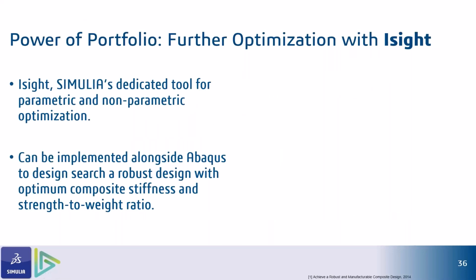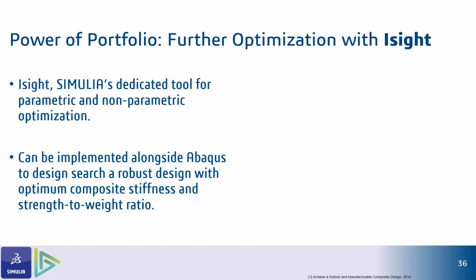So further optimization is then required for engineers to understand how they can limit this, and that's through parametric studies, parametric optimization. And this is where one of our complementary tools comes into play. It's called Isight. Isight is actually a tool that gives results which help engineers to make optimization studies based on the parameters of the composite designs. You can do both parametric and non-parametric optimization. In the end, you can use it alongside Abaqus so that you can search for the correct design and the optimum composite stiffness and strength to weight ratio.